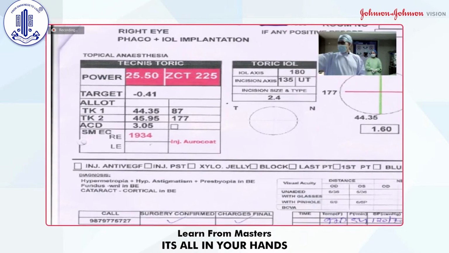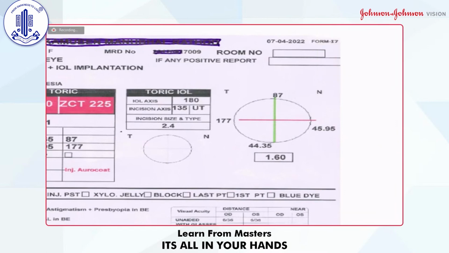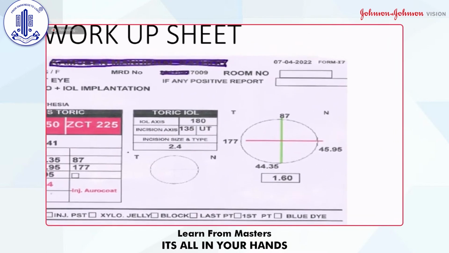Can you make this right side? Here there are two lines, the red and the green. The red shows the steeper. It is automatically done by the software. The red is a steeper and green is a flatter.